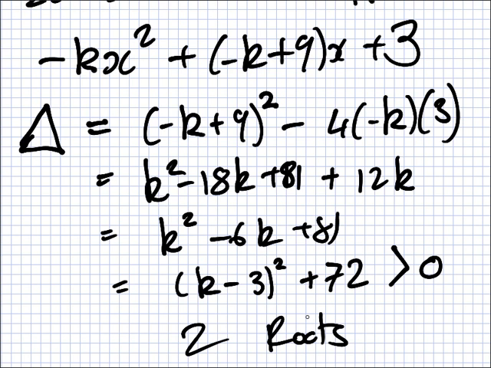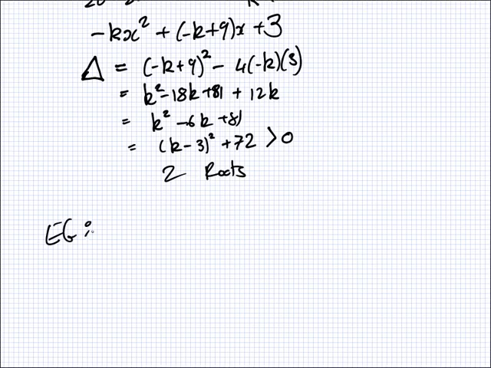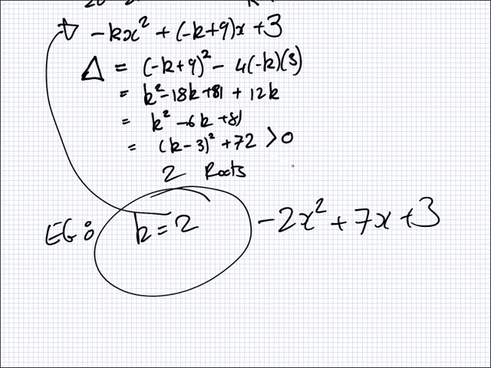So what that is saying is, no matter what value of k you pick, for example, let's say you pick some random value, k equals 2, then the quadratic minus 2x squared plus 7x plus 3, how many roots will that have? I know it's guaranteed to have 2. No matter what value of k you pick in this quadratic, it will have 2 roots. It's 2 real distinct roots. I'm just saving my energy and saying 2 real roots.